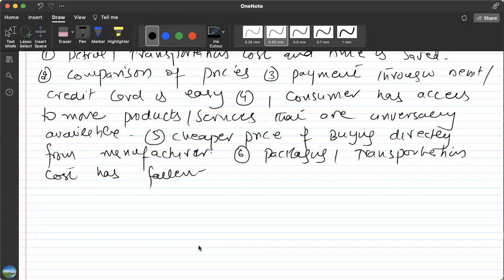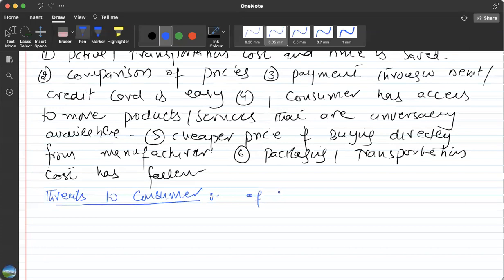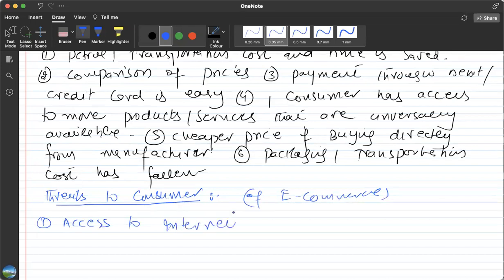Okay. But still, we have some threats to the consumers. Threats of e-commerce. We have certain limitations for consumers too. First of all, the access to the internet. At least you have to pay some price for that, and sometimes you are not connected to the internet. There are lots of computer system failures in which orders might be delayed.